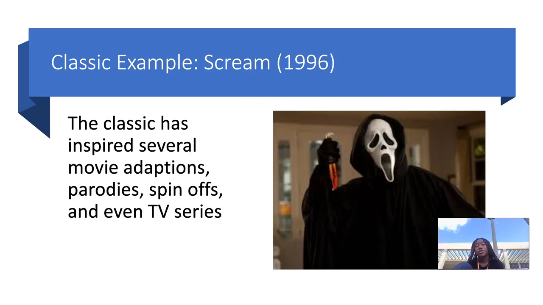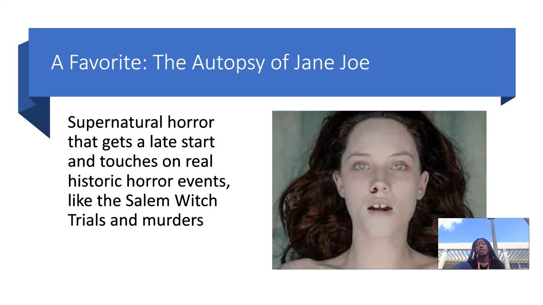Another classic example is Scream 1996. This one has also inspired several spin-offs and adaptations. There have been parody movie series, there have been recreations of the movies, spin-offs, and even a TV series or several TV series based upon the series. Masked serial killers are often used in movies such as Jason, Scream, and other serial killers.